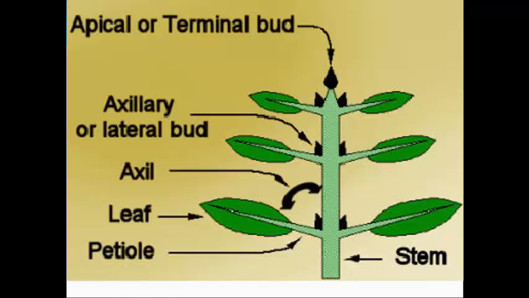And so there's an example. You've got your terminal bud, or apical meristem, at the tip, and then your axillary buds, or lateral buds, along the sides there that are able to grow if that terminal bud actually gets damaged and the branch is no longer able to extend.